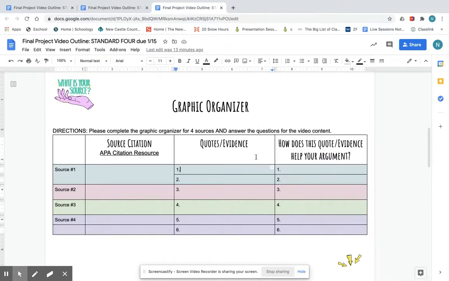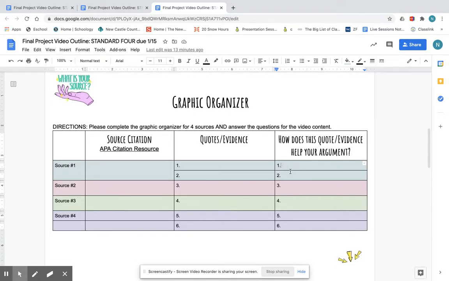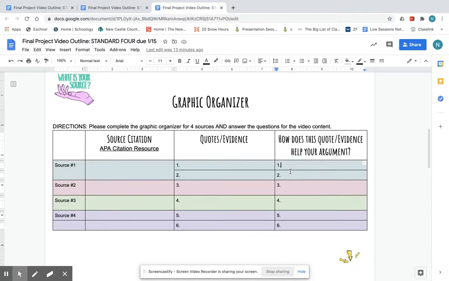In addition to your resources that you're going to pull out and use, you need to identify those resources and cite them. You're going to include the quote or evidence that you'll pull from that resource. So some sources are maps, some sources are articles, and the evidence that you're going to be using is what you would include right here. And then the reasoning, like how does this support your argument? This graphic organizer is required for the video.